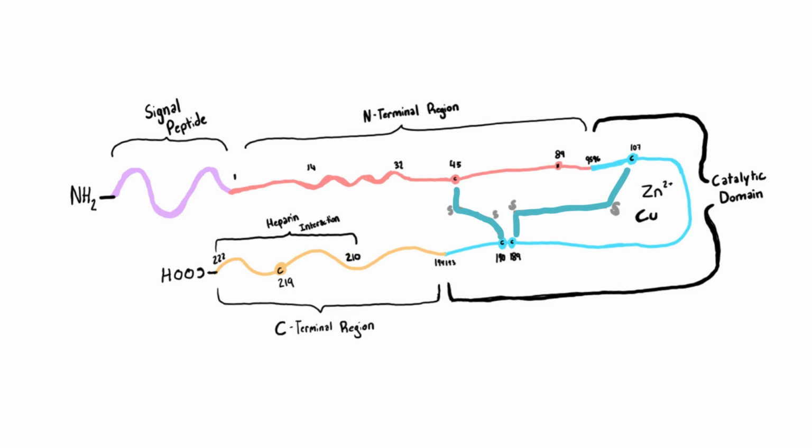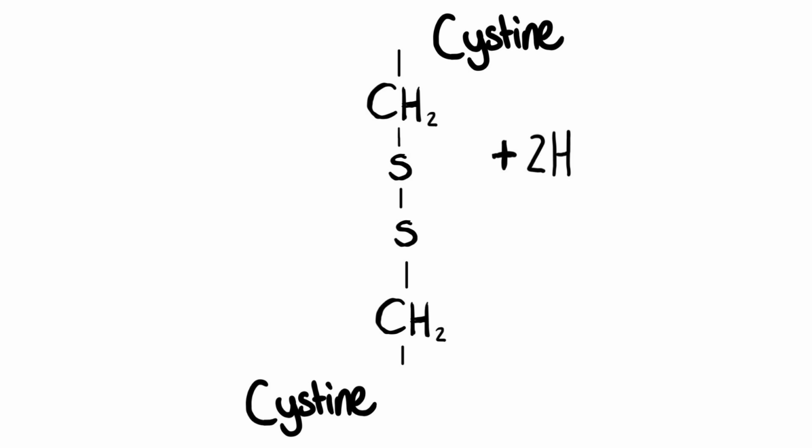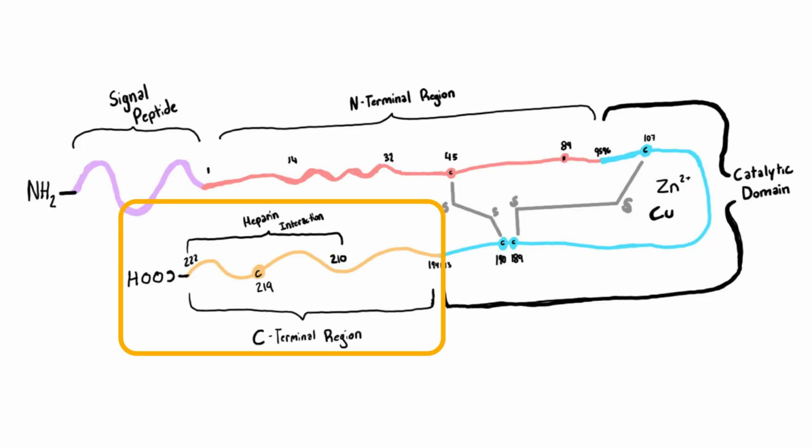In the active domain, there are also 2 intrachain disulfide bonds that happen between cysteines on amino acid residues 107 and 89, along with 45 to 190. At the end of the chain, we have residues 194 to 222 at the C-terminal region. These are highly hydrophilic and have an alpha helix structure.